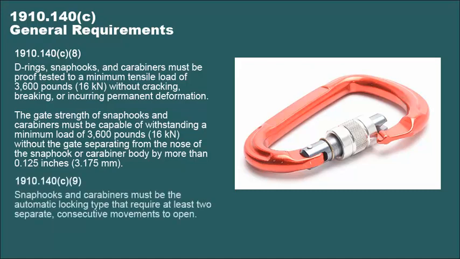Snap hooks must also be the locking type with a double locking feature, designed and used to prevent the disengagement of the snap hook by the contact of the snap hook keeper with the connected member. Section C9, all snap hooks and carabiners should be the automatic locking type, and this automatic locking type should require at least 2 separate consecutive movements to open.